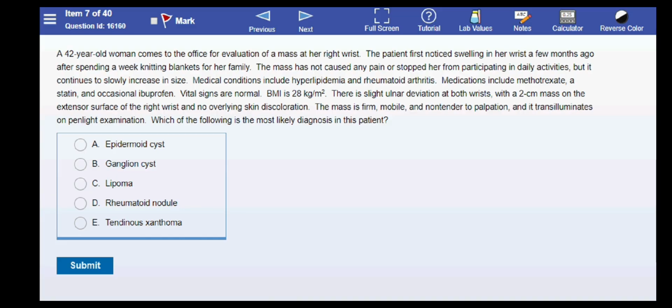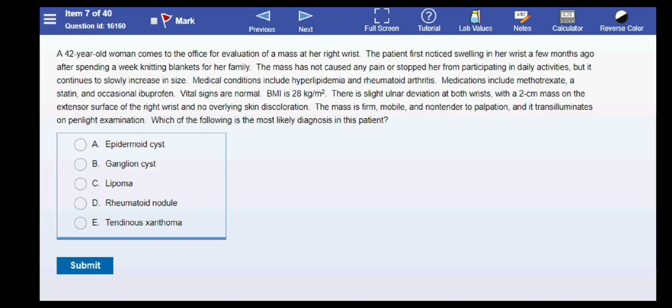We have a 42-year-old woman who comes to the office for evaluation of a mass at her right wrist. The patient first noticed swelling in her wrist a few months ago after spending a week knitting blankets for her family. The mass has not caused any pain.